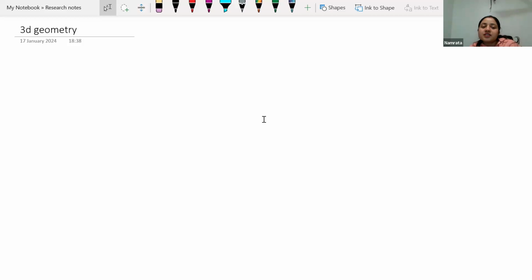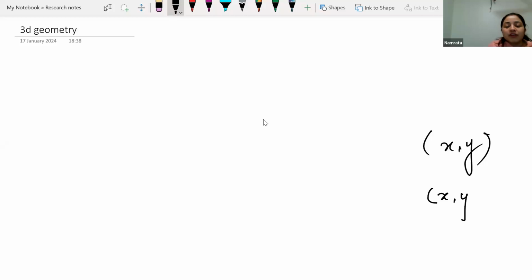Okay, so in previous class, you must have learned about 2D geometry. There we are talking about the two-dimensional geometry where the coordinate will be in the form of x comma y. Two dimension, two measurement will be there. Here we are going to talk about 3D geometry. So here the coordinate will be in the form of x comma y comma z.